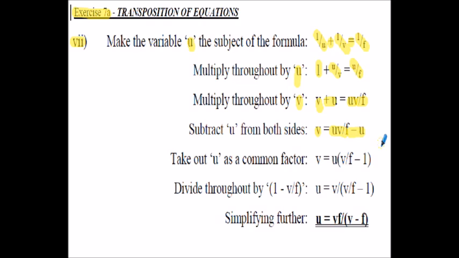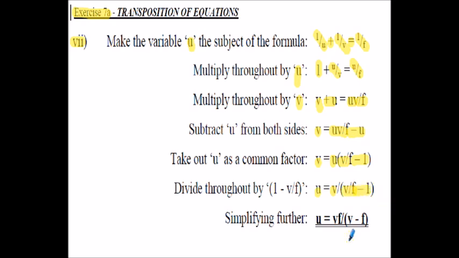I'm now going to factorise on the u because it's common to both terms on the right hand side. So I get v is equal to u, and in brackets I get v divided by f take away 1. So I factorise both terms on the u. I now simply divide both sides by the v over f minus 1 in the bracket, so I get u is equal to v divided by f minus 1.